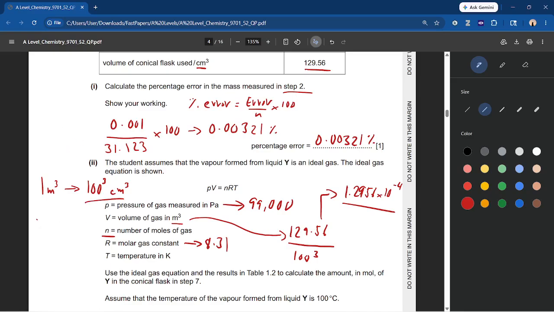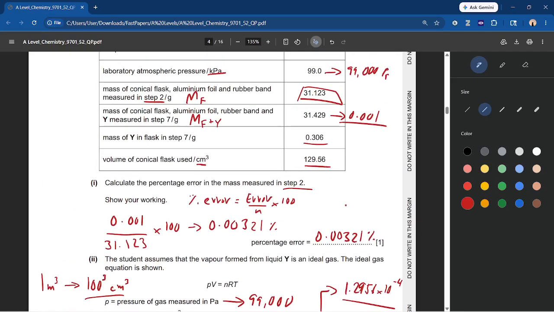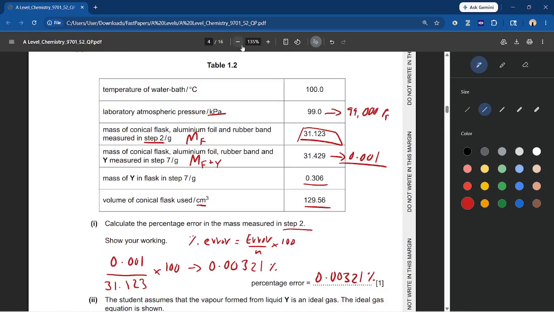Basically, if 1 meter is equal to 100 centimeters, then if you cube 1, you also cube everything else. So 100 cubed, and this will be some cubic value. Simple as. And the temperature is going to be in Kelvin. Our temperature over here is 100 degrees Celsius.